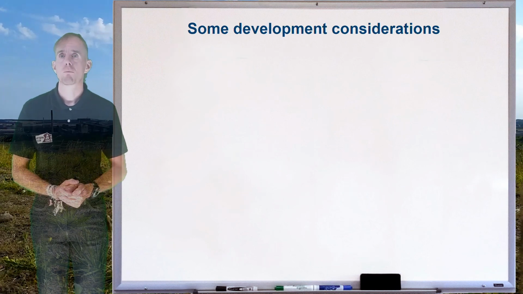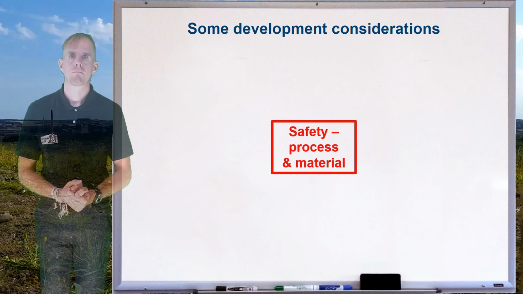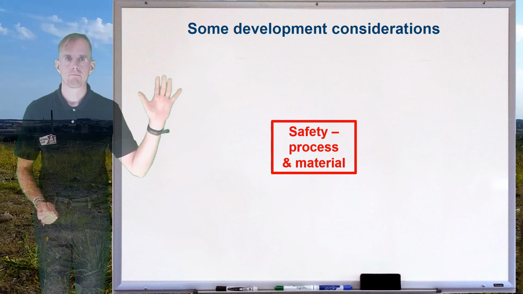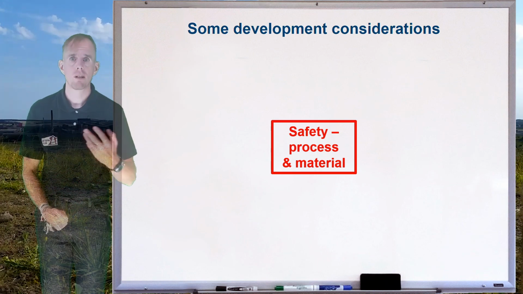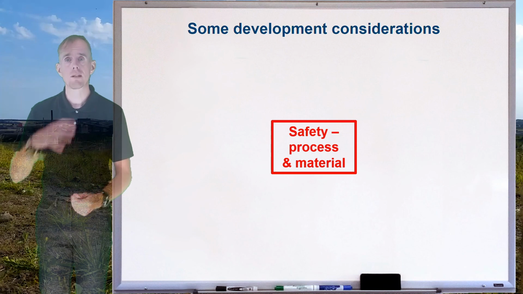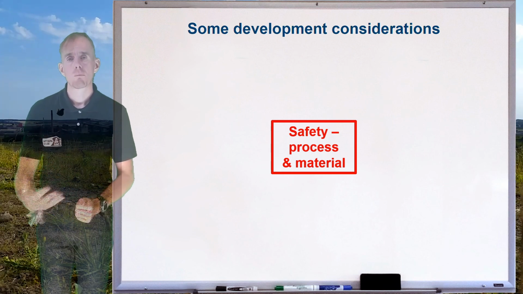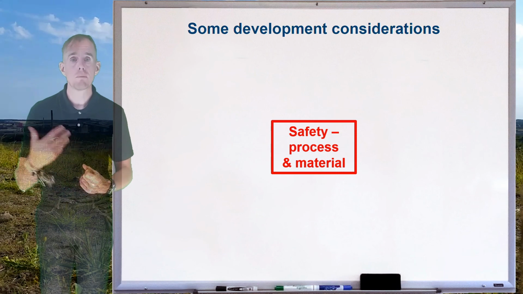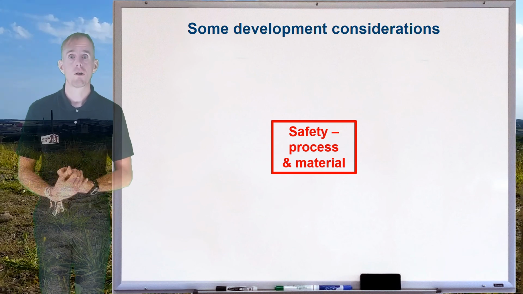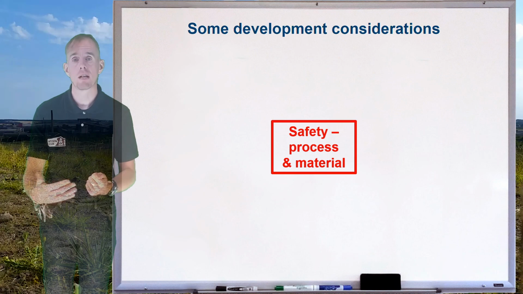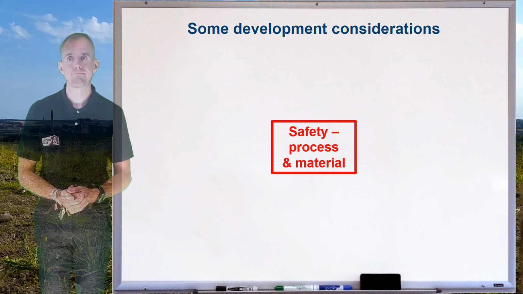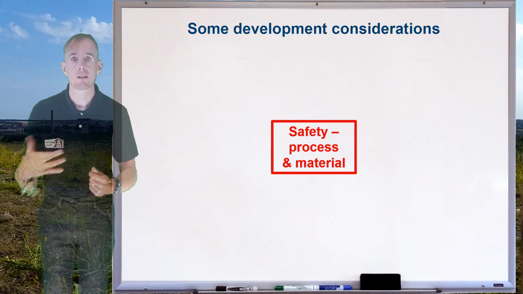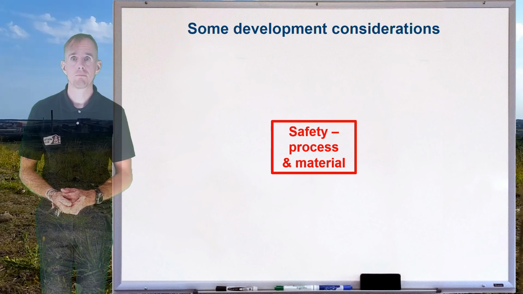So, what were the development considerations? First of all, safety. Safety of the process and safety of the materials used. If we think of the process, what conditions does the reactor operate at? Are they the same as the existing catalyst, or are they more benign? Are the pressures lower? Are the temperatures lower? What about the material safety? The material being the catalyst and the chemistry used within the reactor?